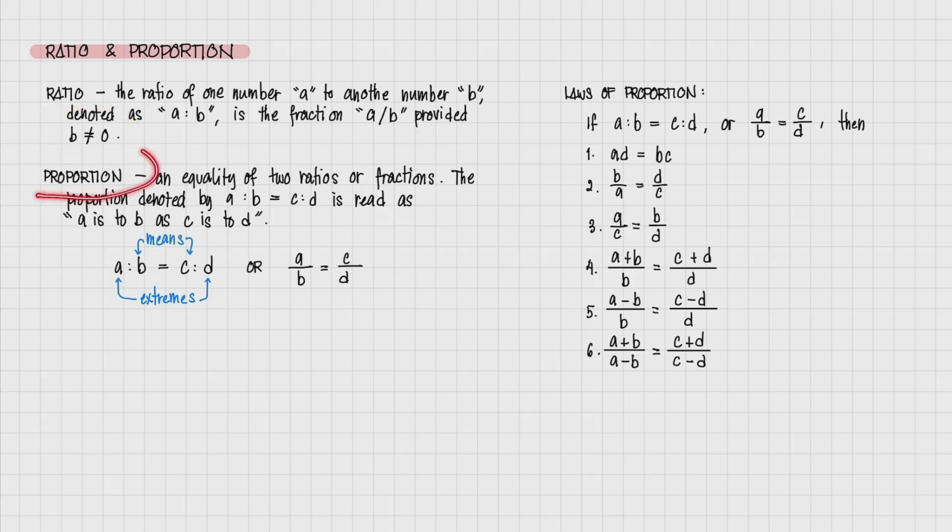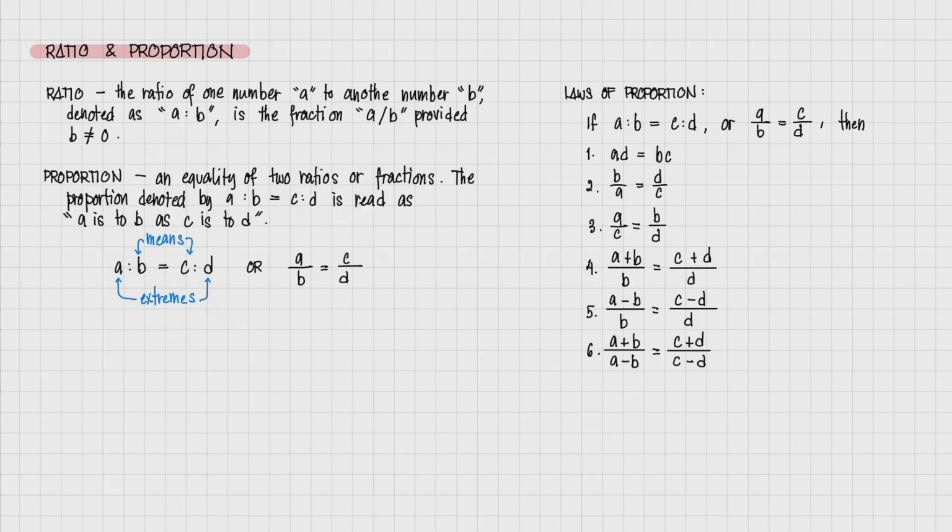Now, a proportion is an equality of two ratios or fractions. The proportion denoted as such is read as A is to B as C is to D. So it can be written in two ways. So you could write it in this manner, or you could write it as fractions. So yung nasa loob na terms here are actually called means. And then yung nasa labas, yung outer terms natin are called the extremes.